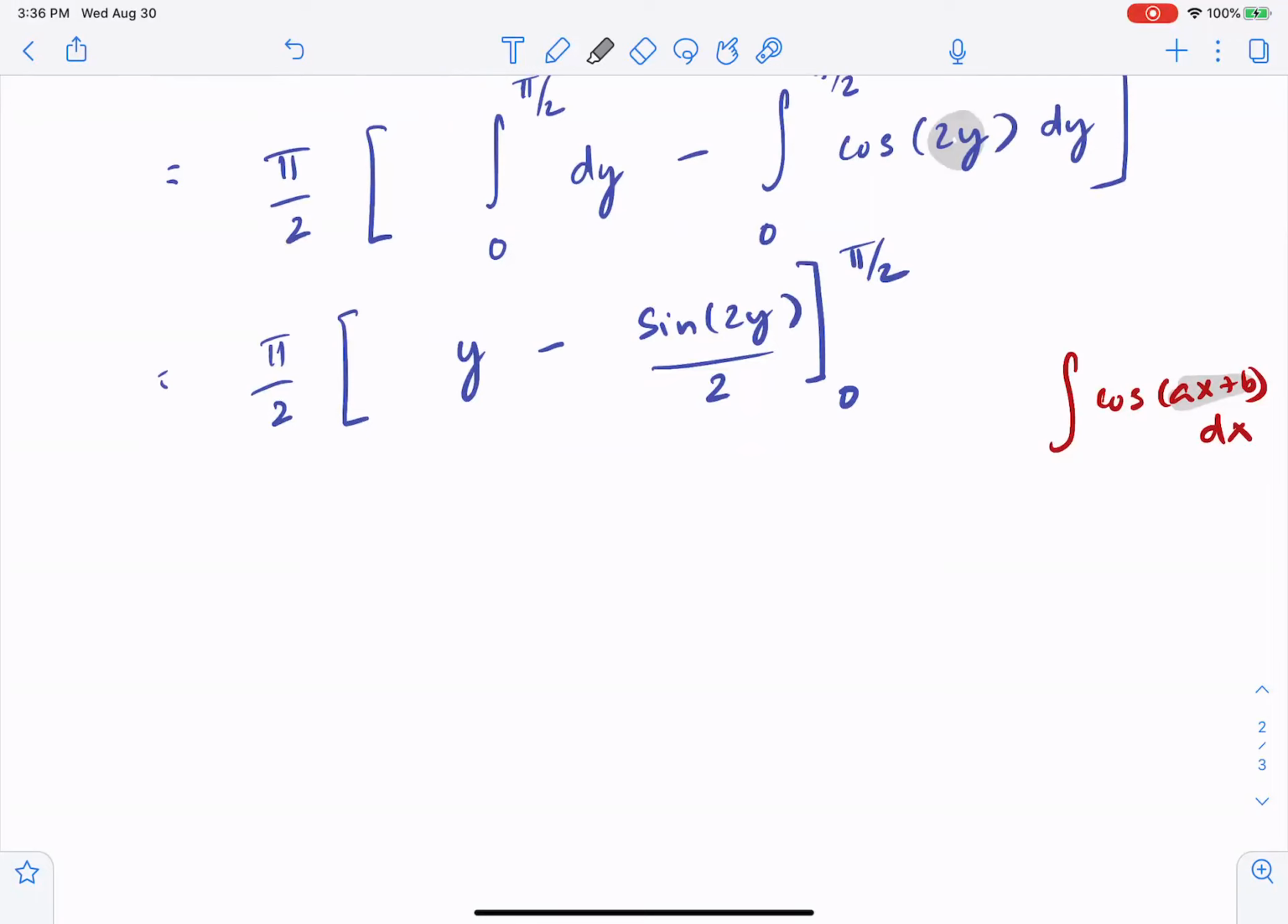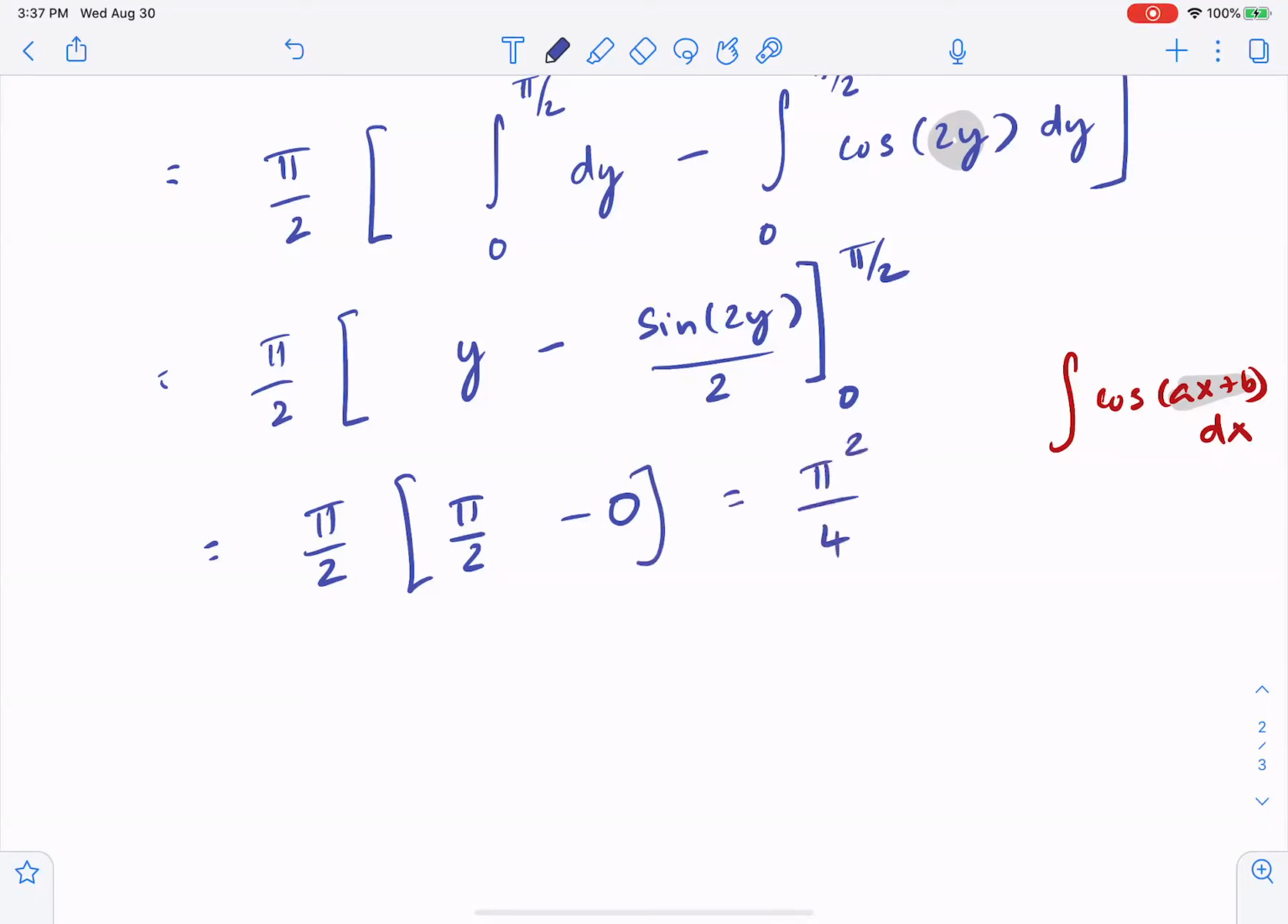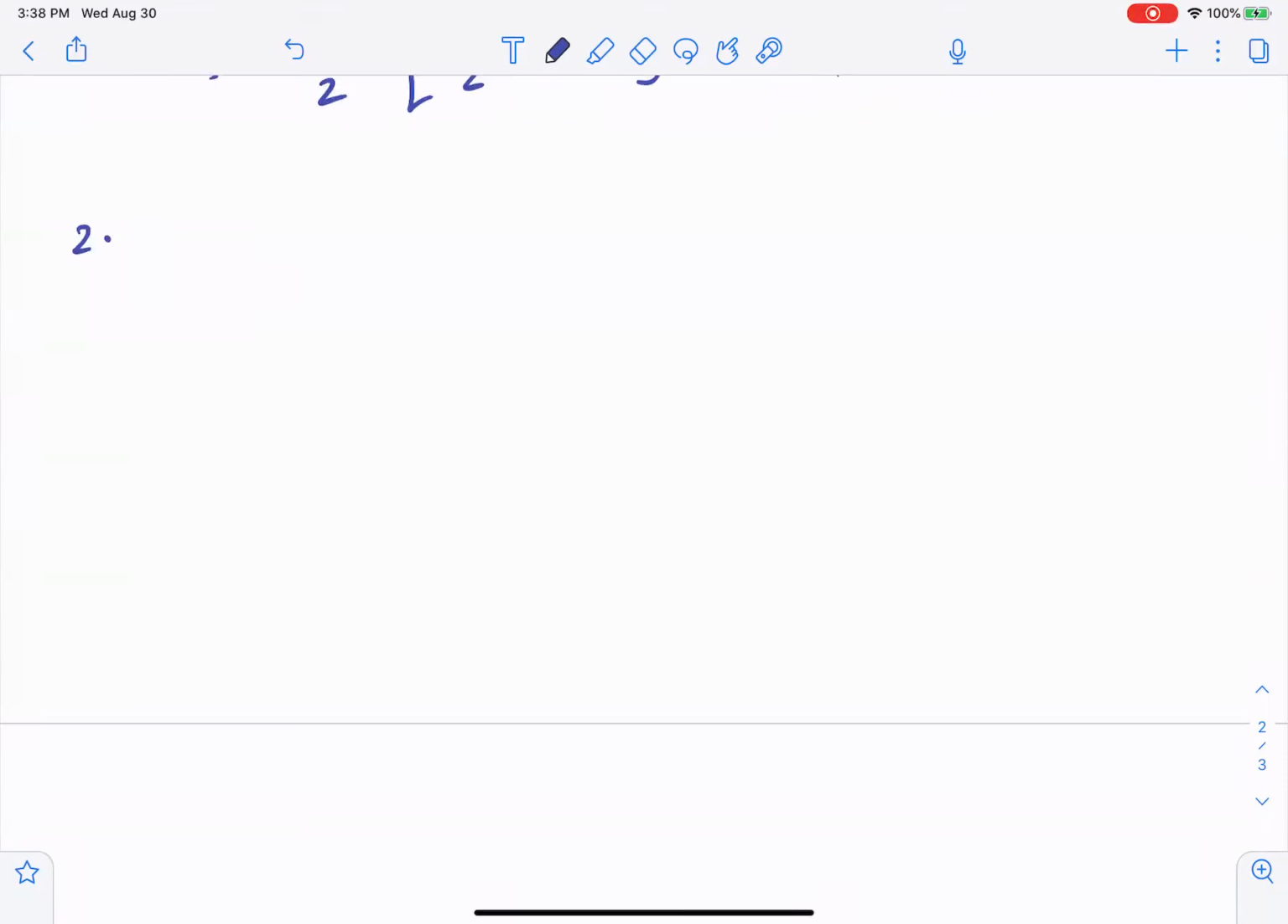Well, u substitution. Plug in the upper limit, I get pi over 2. Plug in pi over 2 in the second term, you'll end up getting sine pi, and then divide by 2. Sine pi is 0, so that goes away. Plug in the lower limit, no matter which term you plug in, both of them are 0. So the answer is pi squared divided by 4.